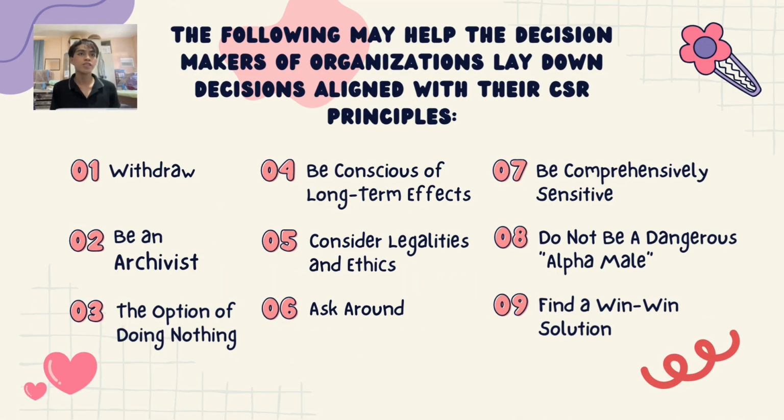Decision making is an essential process for organizational effectiveness. Decision making is nearly universally defined as choosing between choices. It is closely related to the traditional management functions. In the context of the ethical decision-making process, the following may help decision makers of organizations lay down decisions aligned with their CSR principles. Number one is to withdraw.